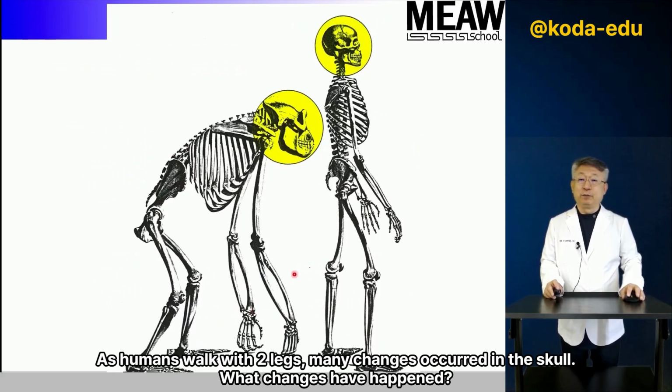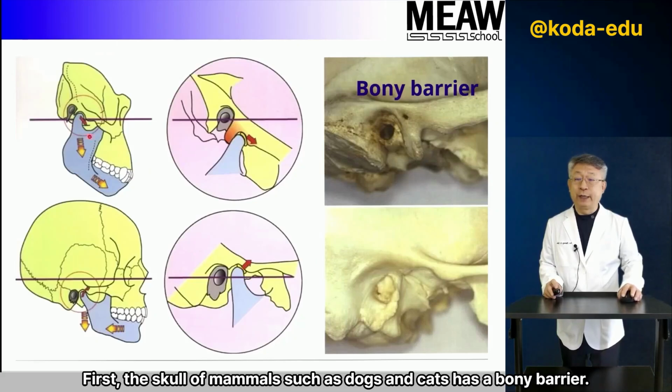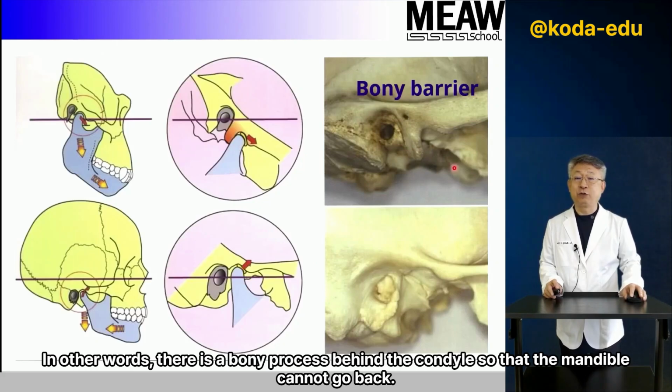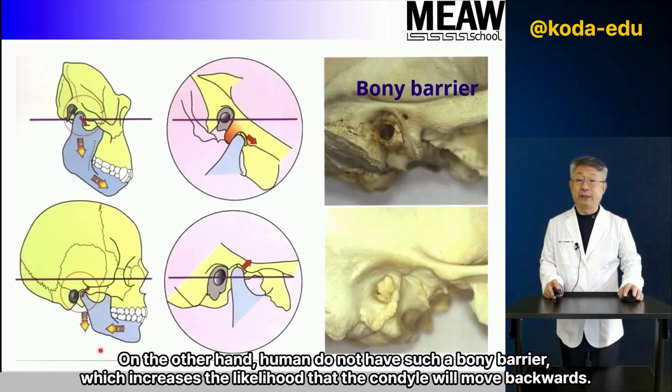As humans walk with two legs, many changes occurred in the skull. What changes have happened? First, the skull of mammals such as dogs and cats has a bony barrier. In other words, there is a bony process behind the condyle so that the mandible cannot go back. On the other hand, humans do not have such a bony barrier, which increases the likelihood that the condyle will move backwards.